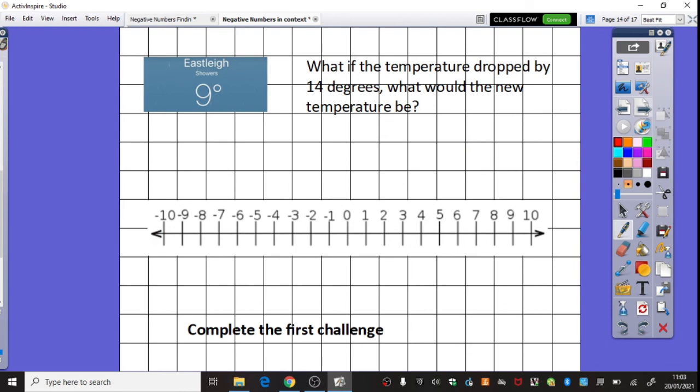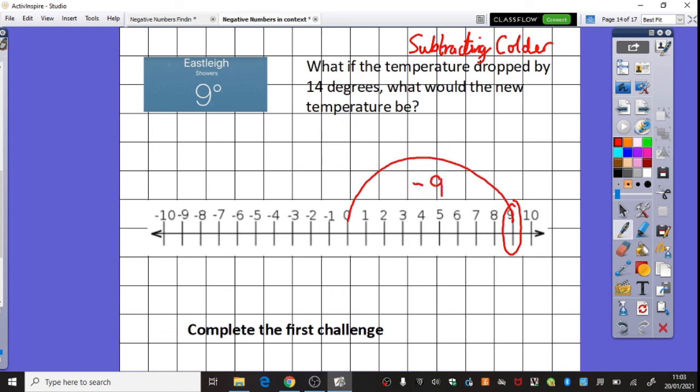And finally, one last one. What if the temperature dropped? And that's where we're talking about it getting colder. We're looking then there at subtracting. If it's getting colder, if it's dropping, we're subtracting. So in Eastleigh the temperature was 9, and this time we're going to get the temperature to drop by 14 degrees, so we're subtracting. So first things first then, let's get back to 0 as we like to.